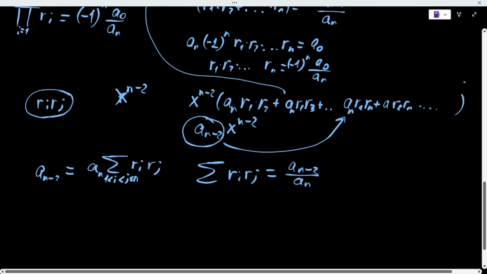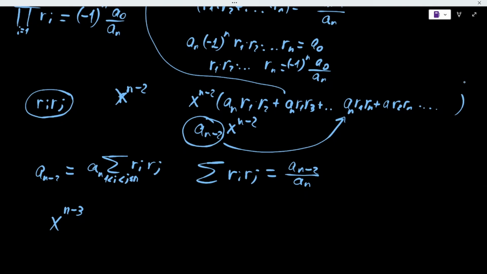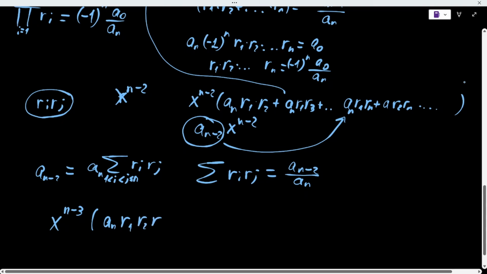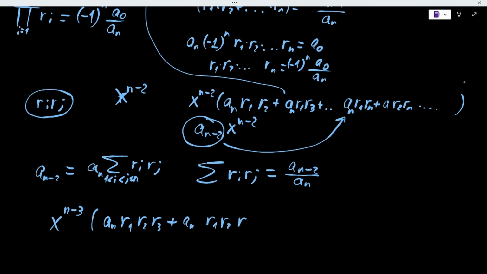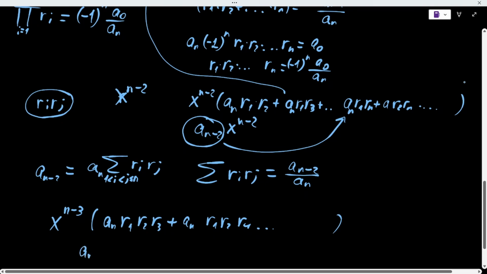Similarly, if we want to compute the sum of the products of triples, in this case we just need to compute the coefficient of x to the n minus 3, because in this case we have to choose three terms which include ri, rj, rk. So like this, an times r1 times r2 times r3 plus an times r1 times r2 times r4 and so on. R1 times R2 must be paired with all of them, and similarly R1 times R3 and so on. This way, this will give us the coefficient of x to the n minus 3, which was an minus 3.